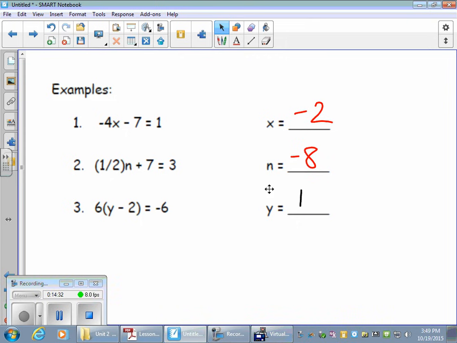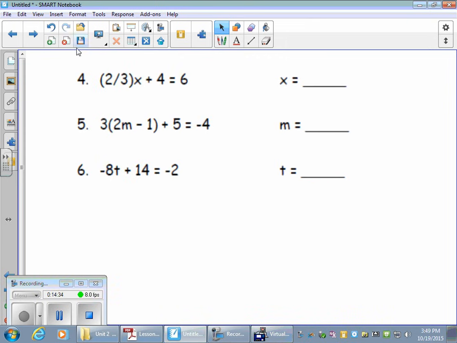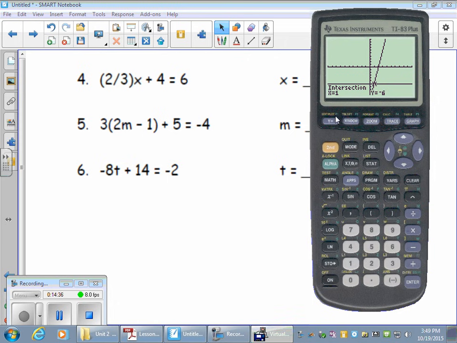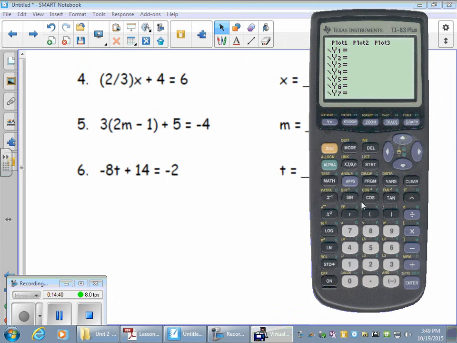So look at your paper. Let's go to example 4. On your calculator, clear out what you had under y equals, and let's type this in. What did we just talk about, fractions? Yes, we said you always have to put them in parentheses. Essential. So 2/3 x plus 4 goes under y sub 1.